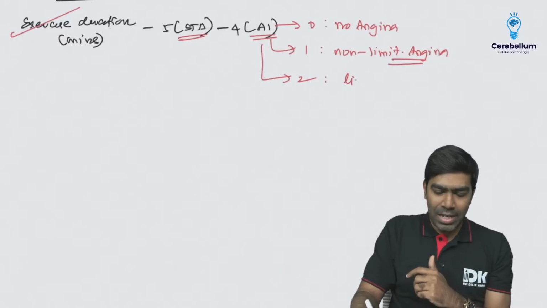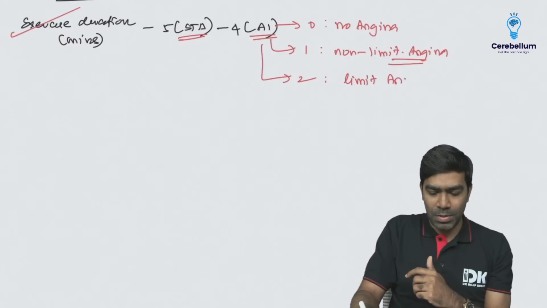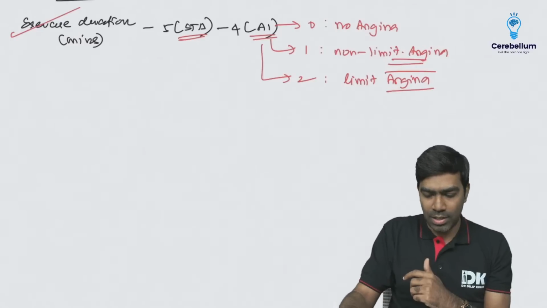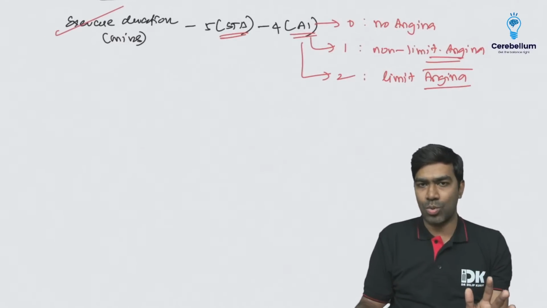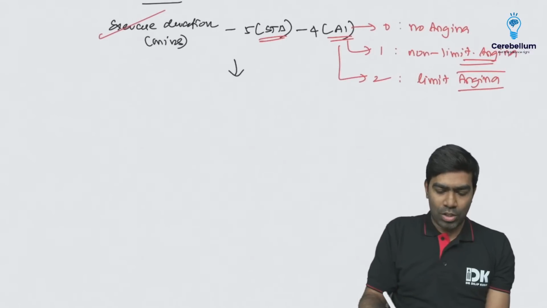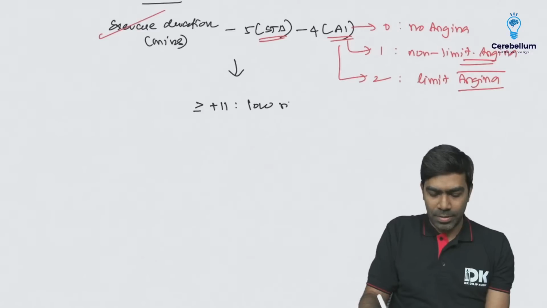2 means it's a limiting angina, which means the patient is not able to continue with the exercise and he has to stop the treadmill because of severe angina. So that is 2. So based on the score, if the score is more than or equal to plus 11, which means it's a low risk.